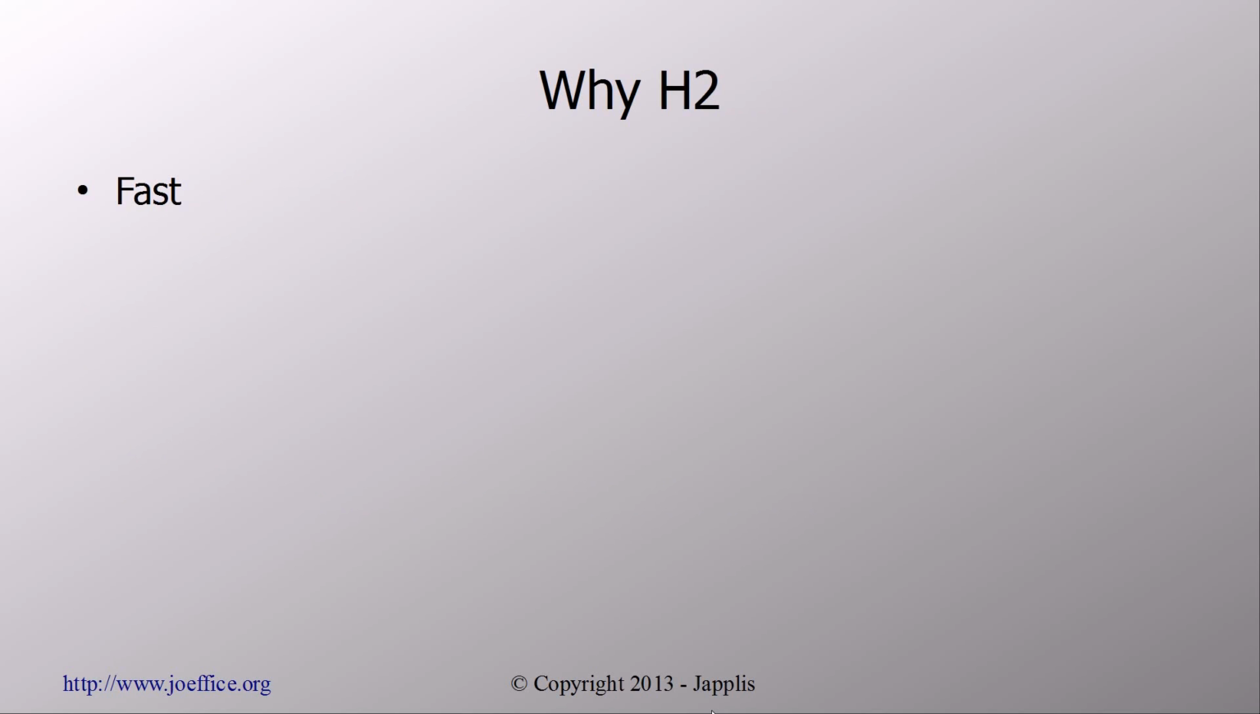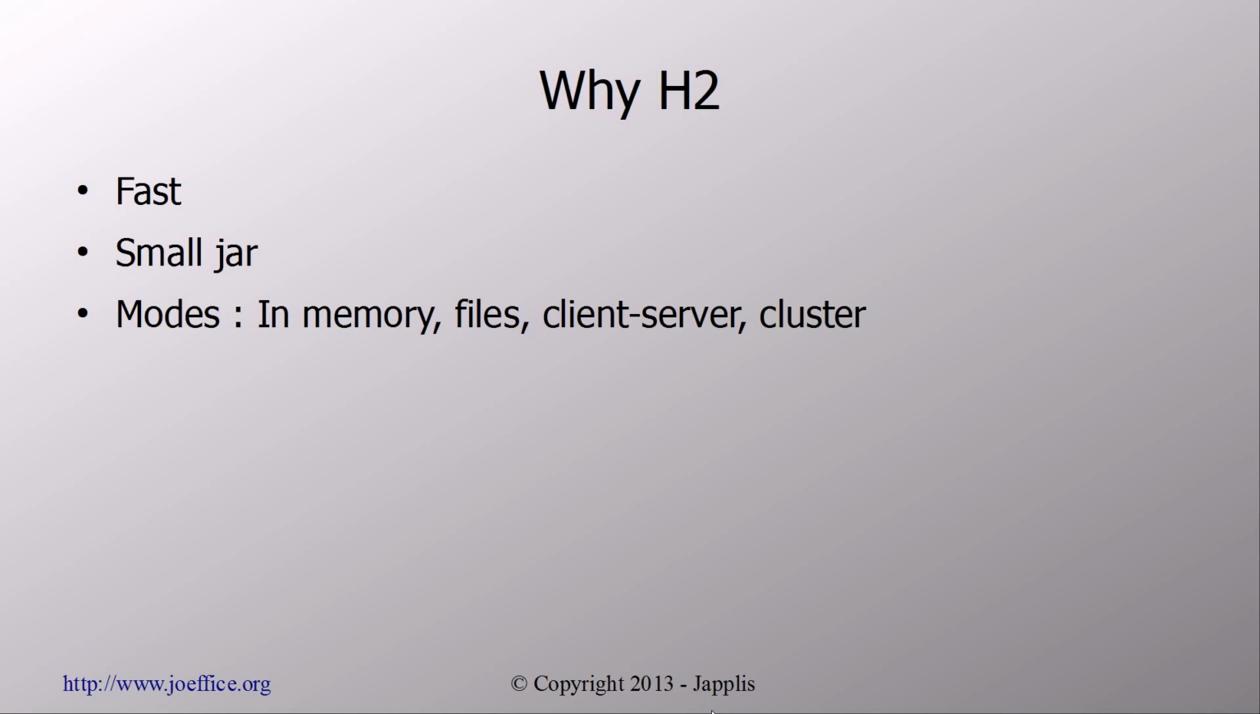H2 is a quite fast database. It's a very small jar file, I think between 1 and 2 megabytes, so it's very easy to include in any software. It has different modes, so it can scale from just an in-memory database to a file database to something which is client server. You can even use it within a cluster. So it goes from a very fast in-memory database to also a cluster database if you have a lot of data or if you want load balancing and so on.